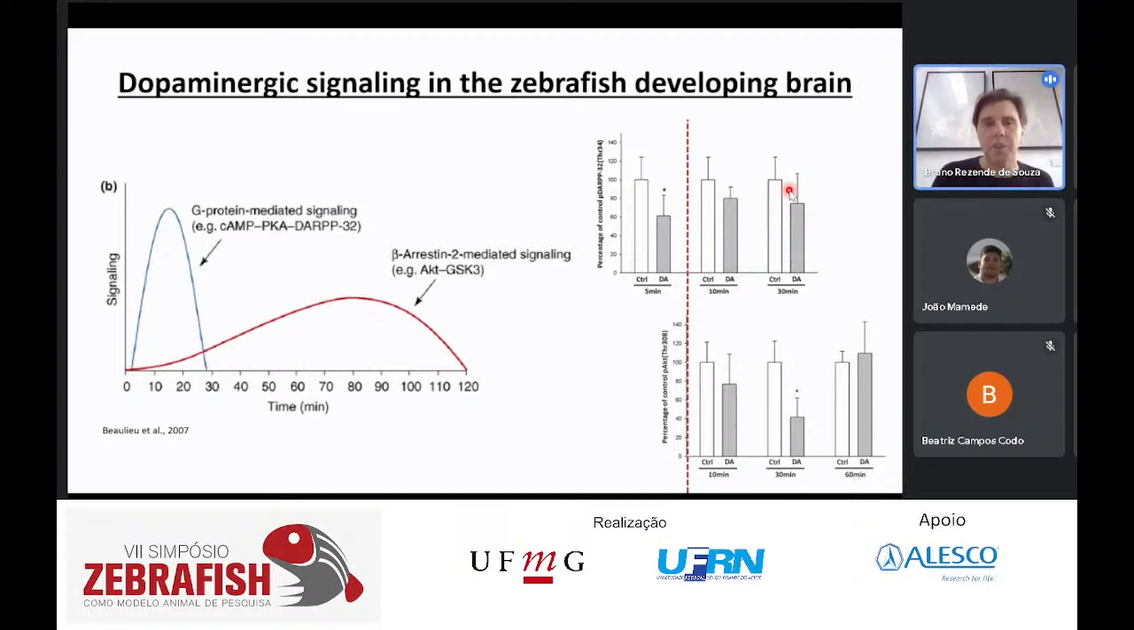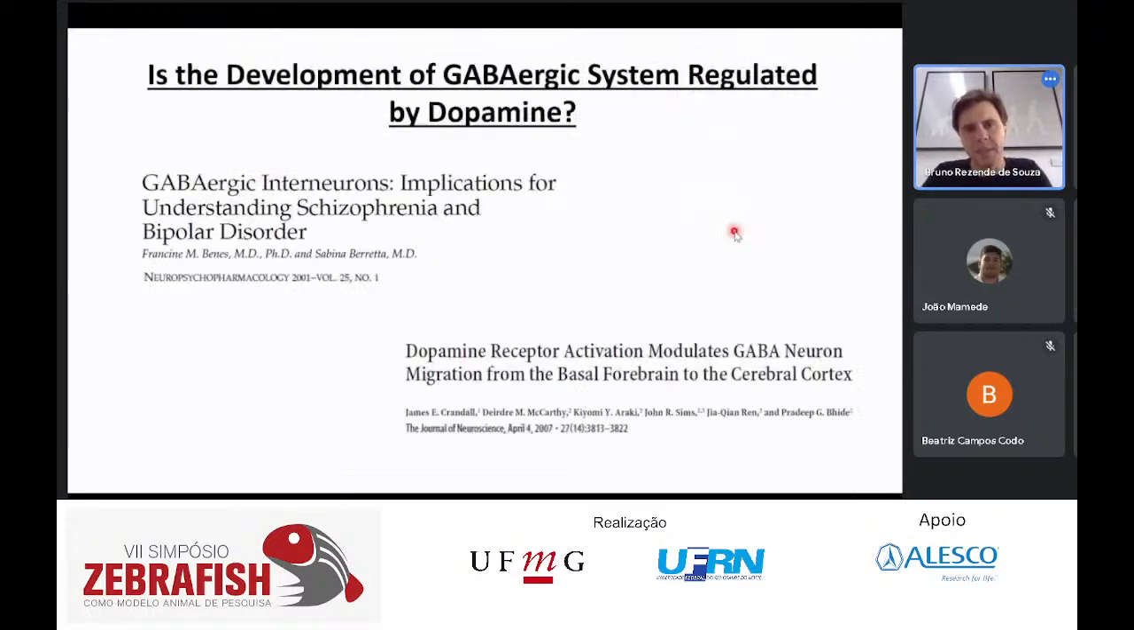DARPP-32 is a little bit faster, but we don't know yet if this difference in the dynamics of DARPP-32 and AKT phosphorylation is because it's a larval stage, or because it's zebrafish, so the difference between zebrafish and mice and mammals. Anyway, now we know a little bit more about intracellular pathways regulated by dopamine in zebrafish larvae.